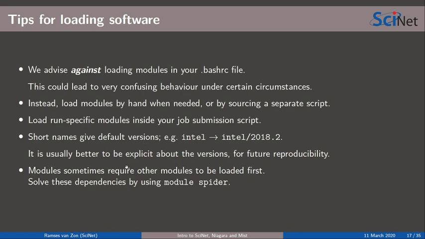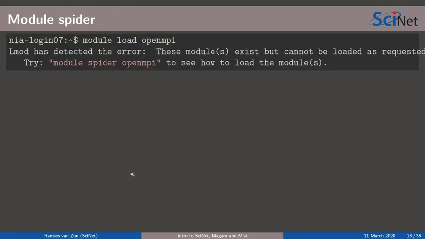And then there's the dependencies. Let me just show how the dependencies work by using module spider. So suppose I want to load a module called OpenMPI. It exists. And I do module load OpenMPI, and the module command starts complaining. Now, the module command calls itself Lmod, and so Lmod has detected the error. The module exists, that's the good news, but it can't load it. And so it gives you a hint on how to figure out how to load it. Unfortunately, it doesn't then do the hint itself. It just goes, now try module spider OpenMPI.